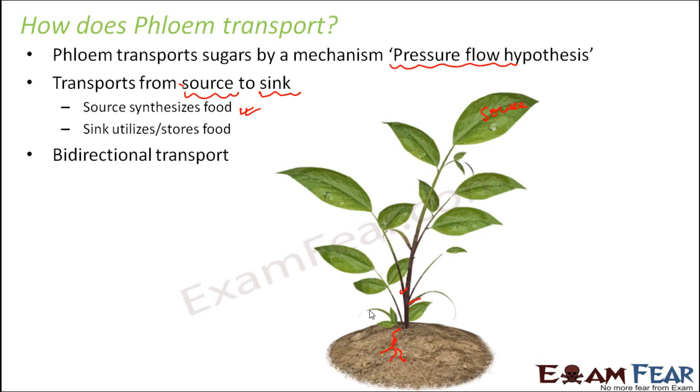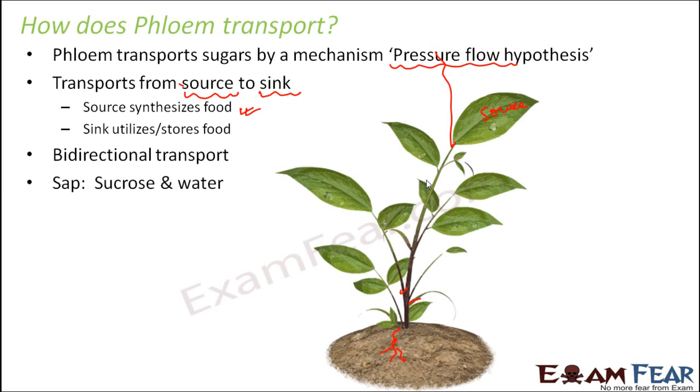This is a bidirectional transport, as I mentioned before also, because here you need to transport it both below as well as above, because leaves are present everywhere and you might have a branch above this as well. So the food needs to be transported in all directions.